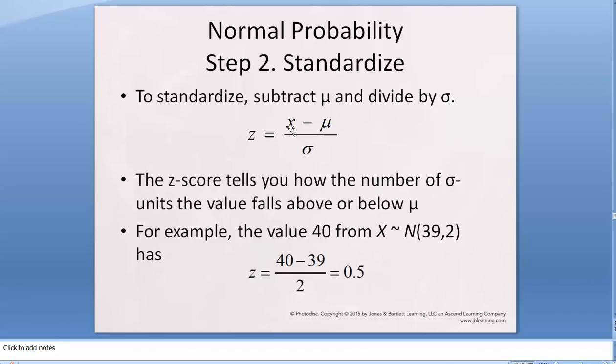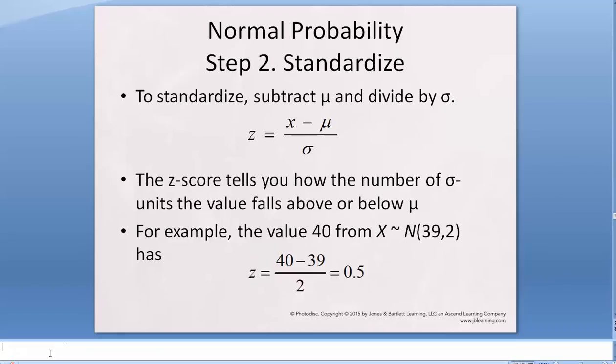You first find the z-score. To find x less than 40, you find the z-score for x. So you plug in 40, the mean was 39 weeks, remember, and the standard deviation was 2. So for x equal to 40, the z-score is 0.5. So the probability that x is less than 40 is the same as the probability that z is less than 0.5.